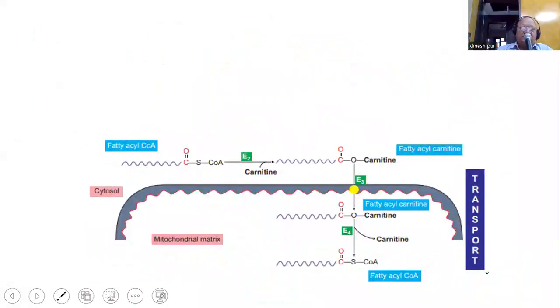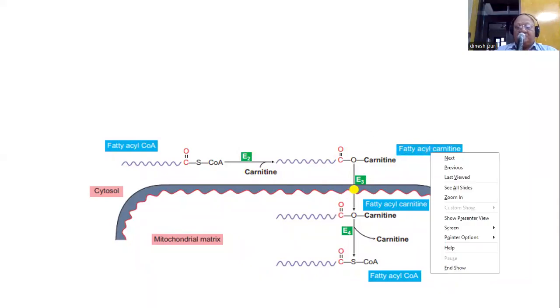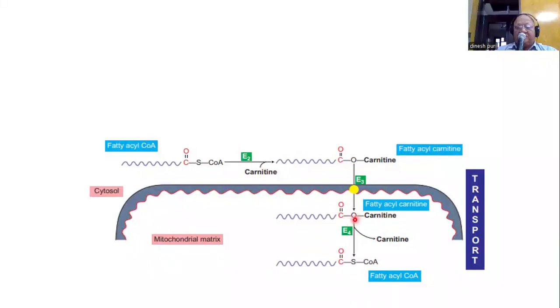This is the first step, formation of acyl carnitine. Second, movement into the mitochondrial matrix. And third, and the final, liberation of fatty acyl coenzyme A. The net result is movement of this into the mitochondrial matrix by the shuttle system. And that is all about the shuttle system.